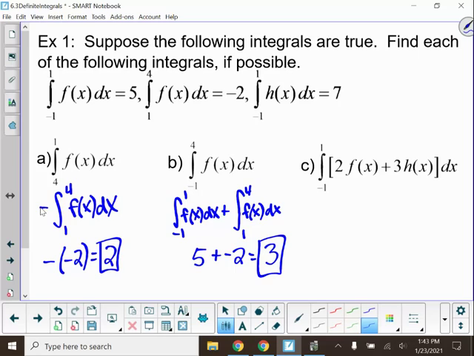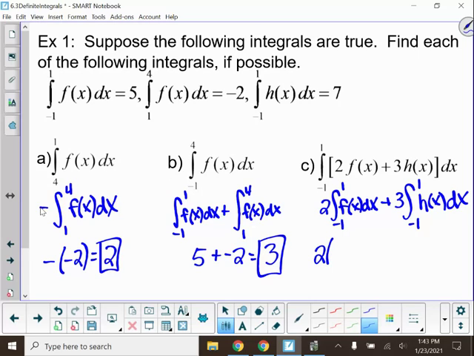For part C, if I'm going from -1 to 1 of 2f of x plus 3h of x, well, I can rewrite this. I can first use the sum and difference rule to separate this into two integrals, and then I can pull the constant out of each of these. So this is equal to 2 times the integral from -1 to 1 of f of x dx plus 3 times the integral from -1 to 1 of h of x dx.